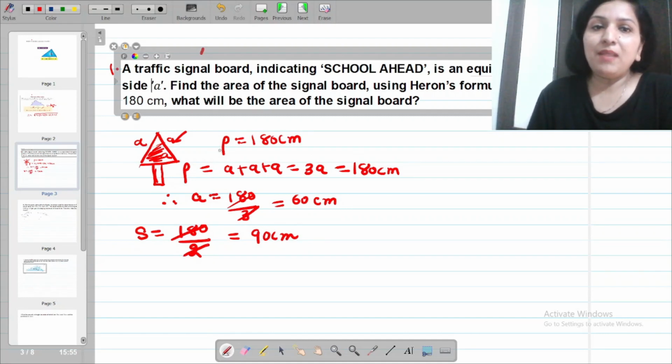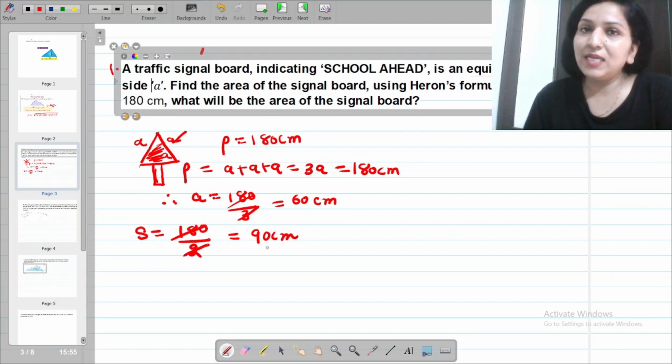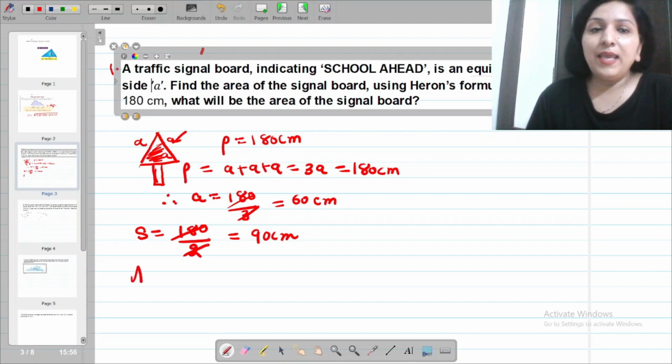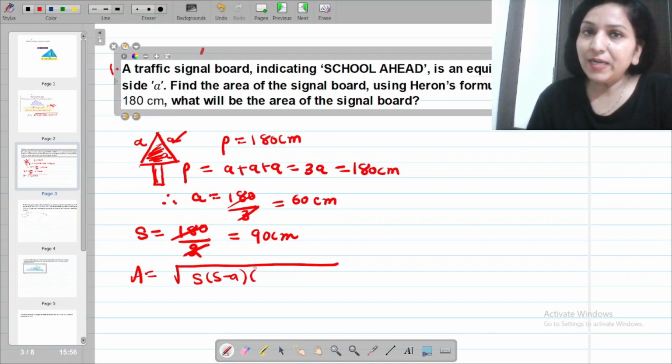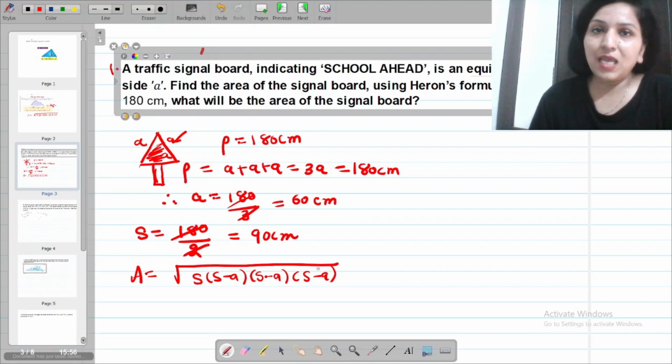First of all, from perimeter divided by 3, we have got the length of one side, which is 60. Now, semi-perimeter is perimeter divided by 2, which is 90 centimeter. Now, area is equal to under the root S(S minus A)(S minus B)(S minus C). In this particular case, all the sides are A only. So, rather than writing B and C, I am just repeating it like this: S minus A, S minus A. Why? Because we are talking about an equilateral triangle and this B and C is again A.